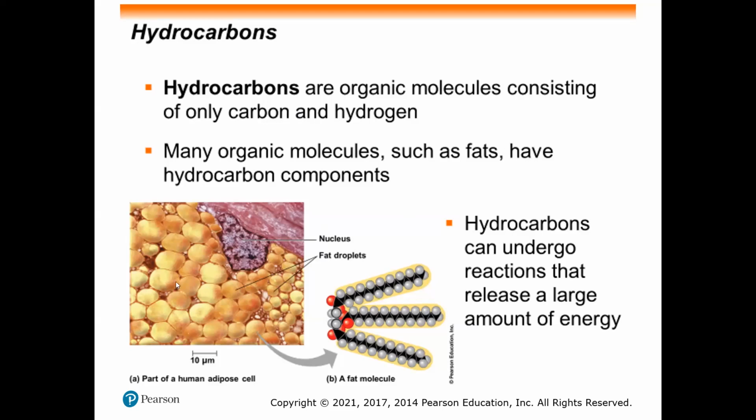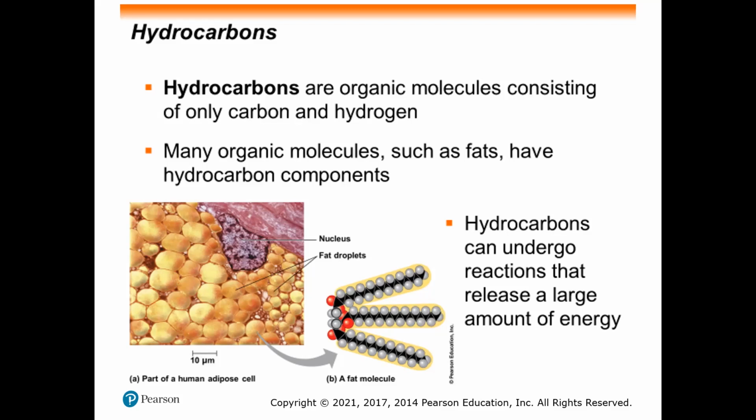Mammalian adipose tissue cells stockpile fat molecules as a fuel reserve. This colorized micrograph shows a part of a human adipose cell with many fat droplets, each containing a large number of fat molecules. This is a fat molecule.